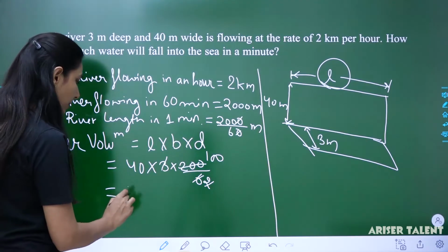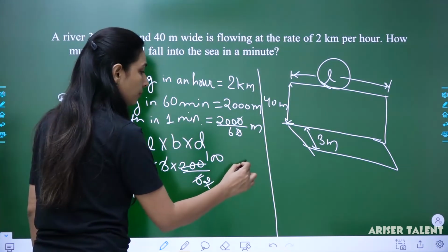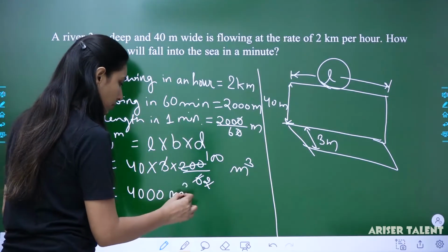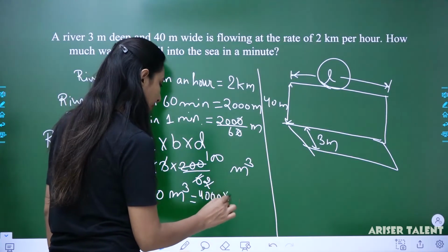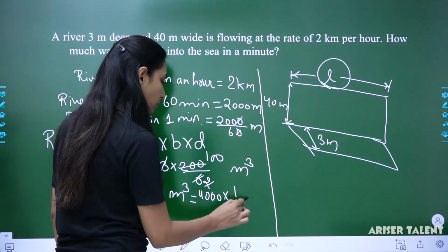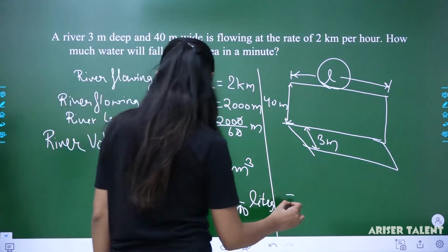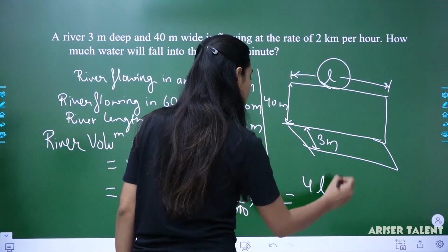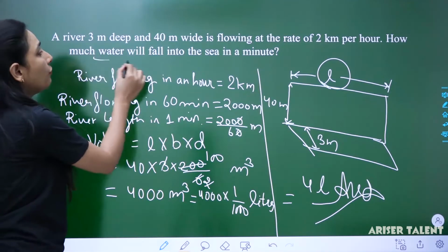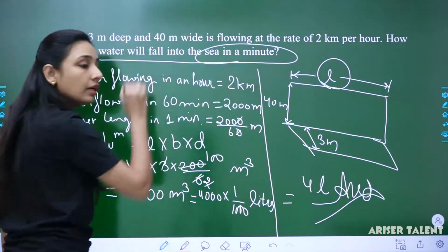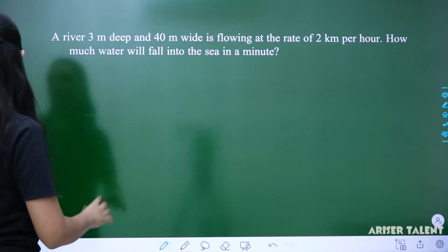Okay, so that will be 4000 of what? Cubic meters, which will be equal to 4000 multiplied by 1 by 1000. In liters, what will it become? So that means your answer will be 4 liters. So 4 liters of water will fall into the sea in a minute. Understood? Okay, let's talk about the next question.